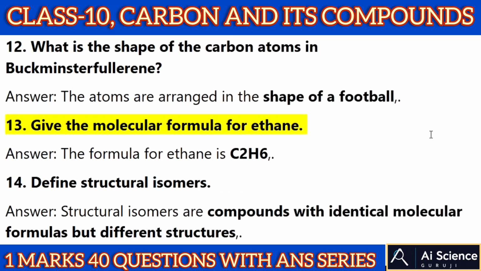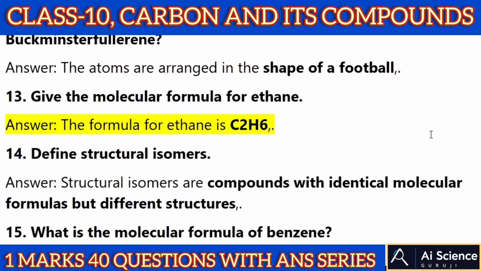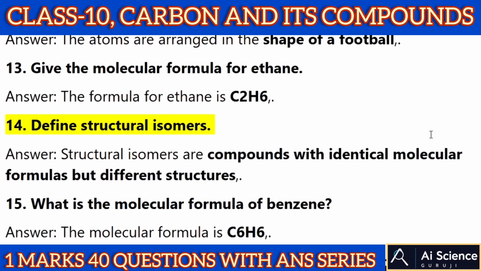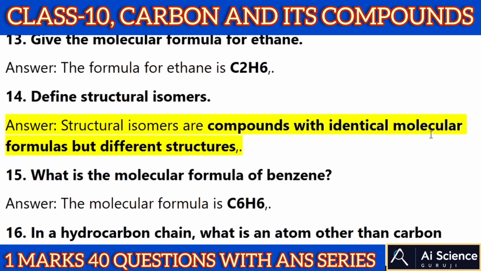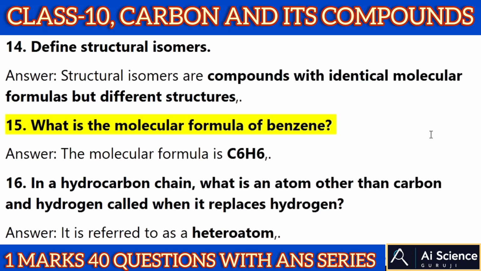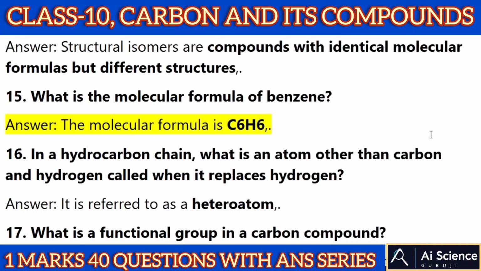13. Give the molecular formula for ethane. Answer. The formula for ethane is C2H6. 14. Define structural isomers. Answer. Structural isomers are compounds with identical molecular formulas but different structures. 15. What is the molecular formula of benzene? Answer. The molecular formula is C6H6.